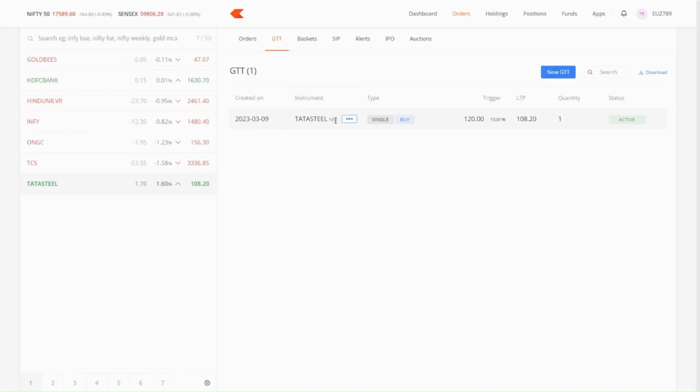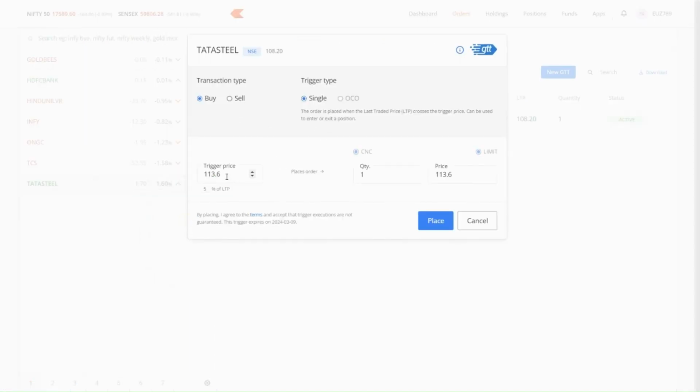Now we will take one more example. Let's say you have a bearish view on Tata Steel, and you think that 100 is a good support price for Tata Steel. So you want to take a position once Tata Steel reaches near that 100 range. Here also you can create one more buy order, and you can keep the trigger price near 100, and the executed price as near as possible. So I'm keeping it as 100.5. And the percentage you can see is around 6.5% away from the current market price.